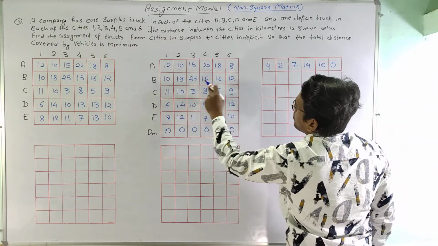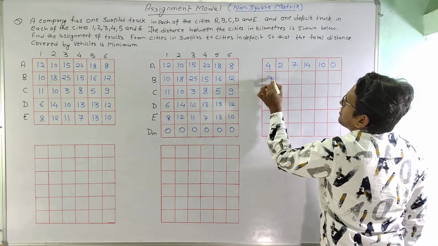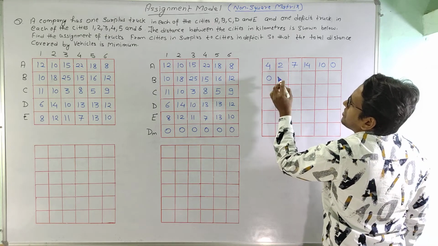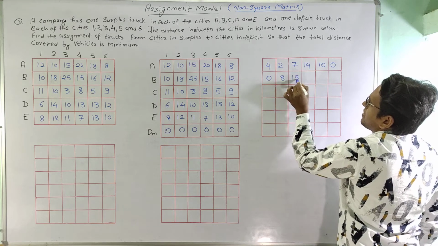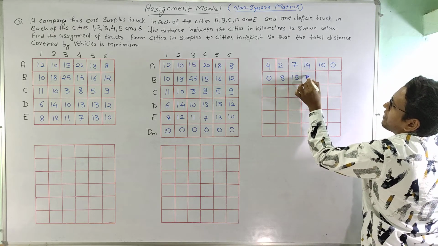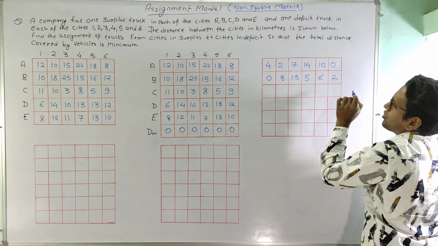Similarly, in row 2 the minimum value is 10. So 10 minus 10 is 0, 18 minus 10 is 8, 25 minus 10 is 15, 15 minus 10 is 5, 16 minus 10 is 6, 12 minus 10 is 2.